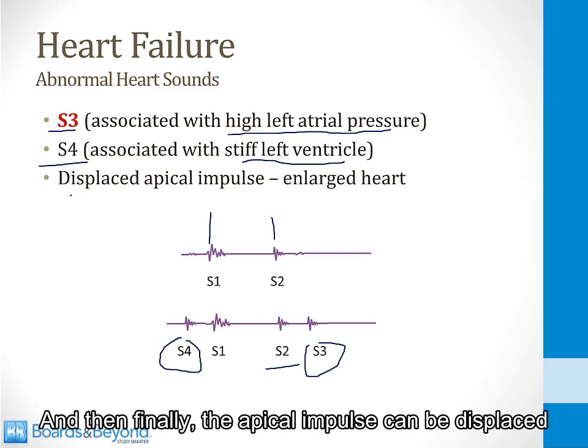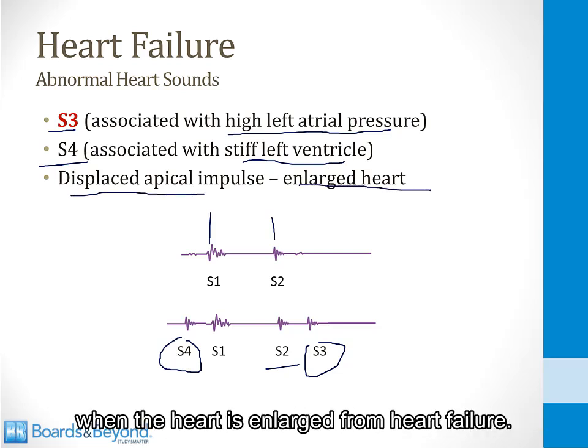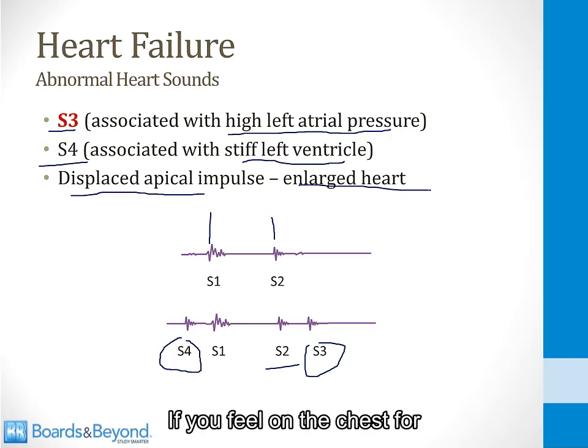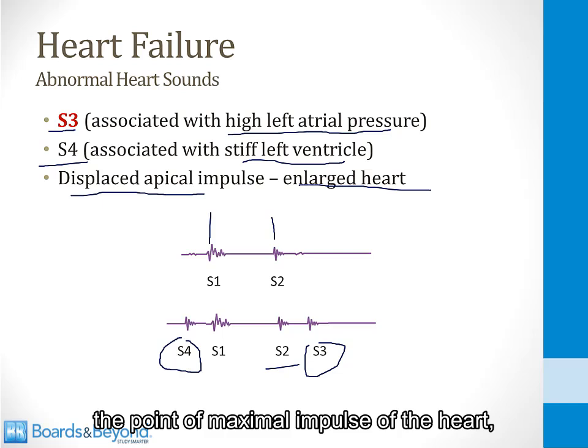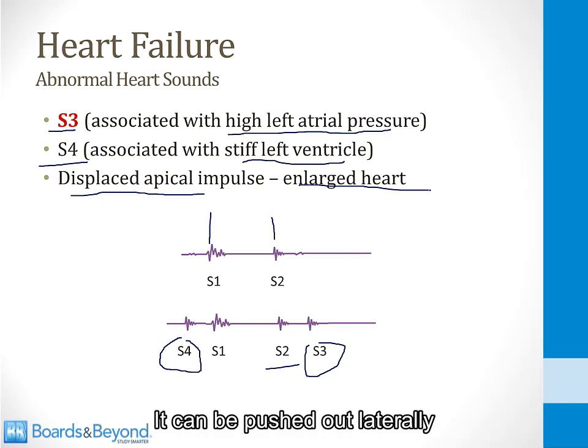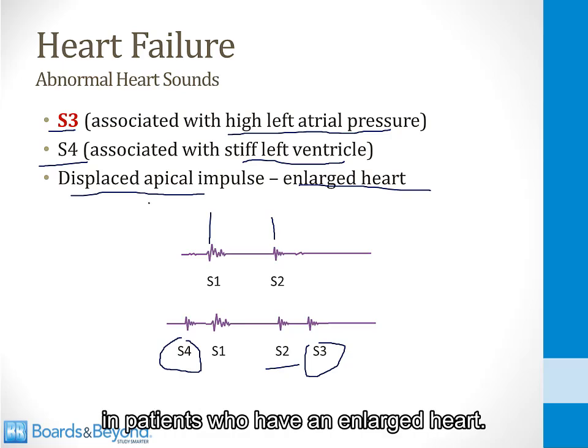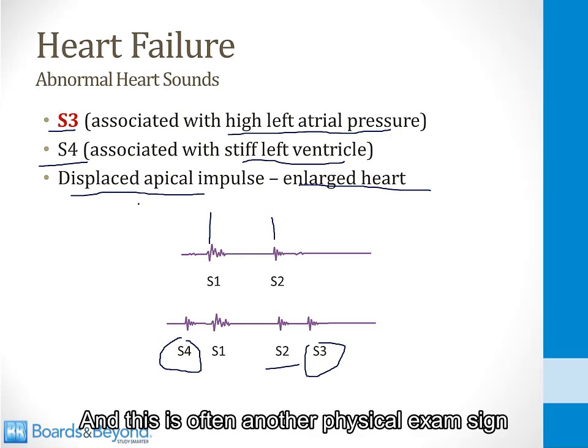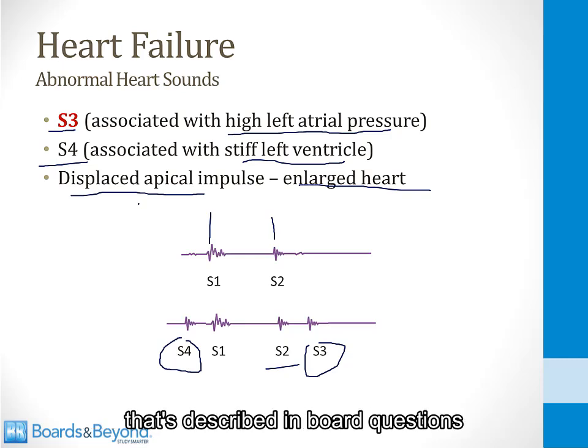And then finally, the apical impulse can be displaced when the heart is enlarged from heart failure. If you feel on the chest for the point of maximal impulse of the heart, it's normally located a little bit below the nipple. It can be pushed out laterally in patients who have an enlarged heart, and this is often another physical exam sign that's described in board questions to tell you that the heart is abnormal.